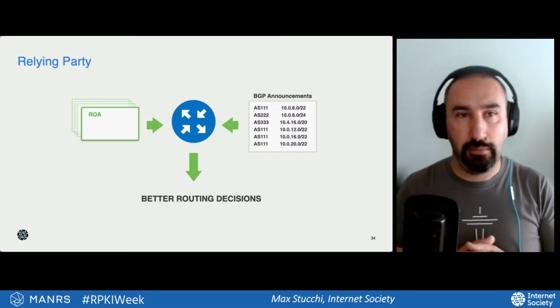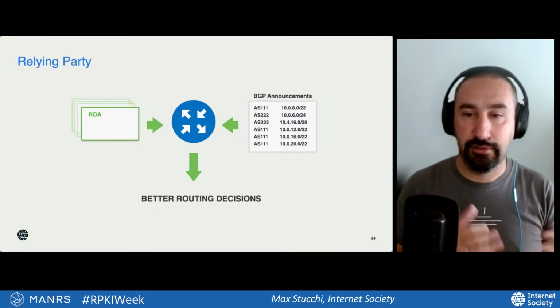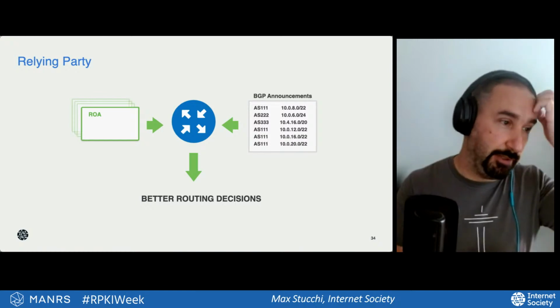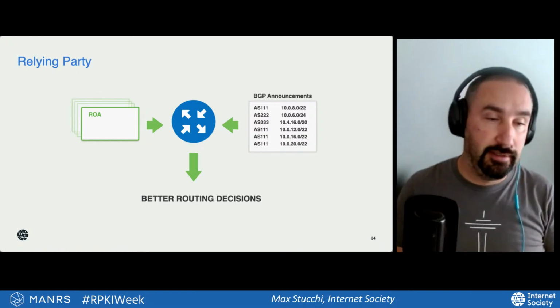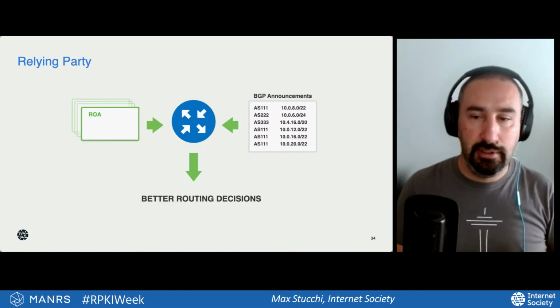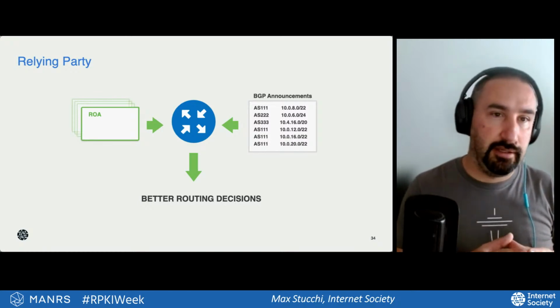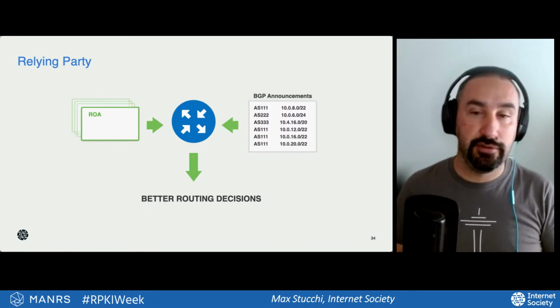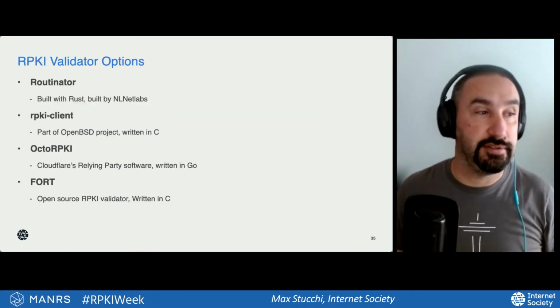Or we don't have any data because there's no ROA covering that address space. We don't have any data to verify how that prefix looks like. So the router gets additional data to make better routing decisions this way.